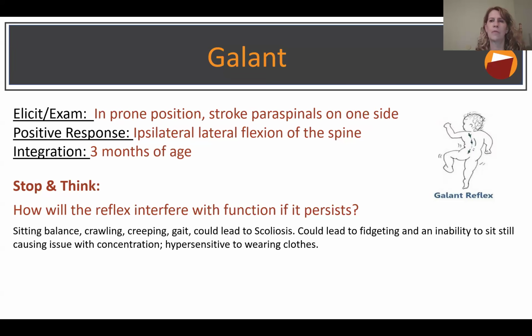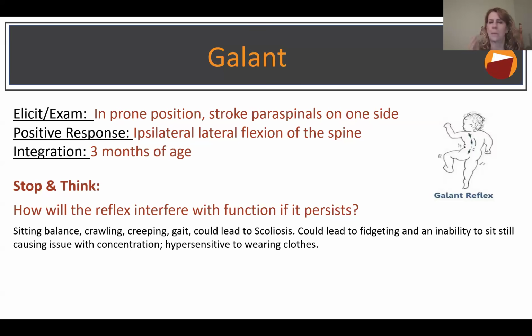Because if you look at the movement, right? You can stroke their paraspinals and you'll see that arm and leg bend up and they get that lateral flexion. Then you can stroke the other side. If they have it, you might even use it to help you start with belly crawling. The problem is it's going to interfere when they elicit it when they don't want to. Can have issues with creeping, gait.